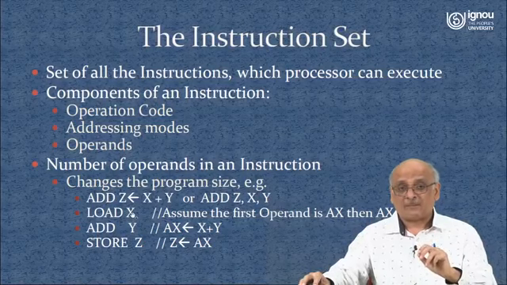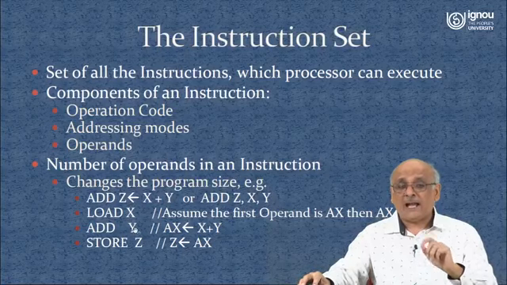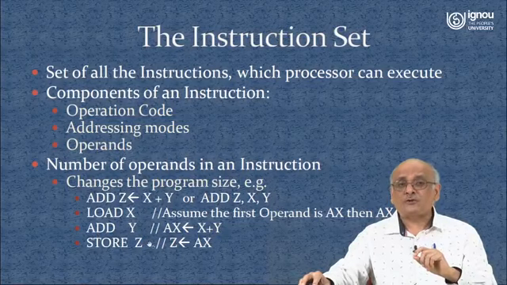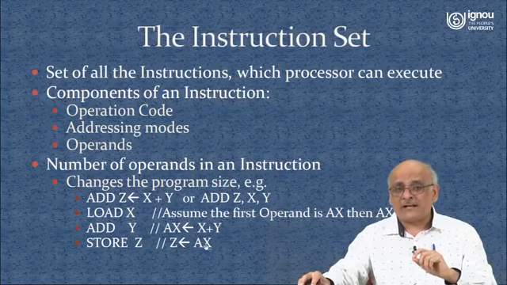Load X, right? So X will be loaded to the accumulator. Then add Y into the accumulator. So X was already in the accumulator, now Y has been added to it, okay? So we get X plus Y in the accumulator register as a result of this, and then store Z. So basically the third operation is going to take the accumulator, that is the sum of X plus Y, to Z.